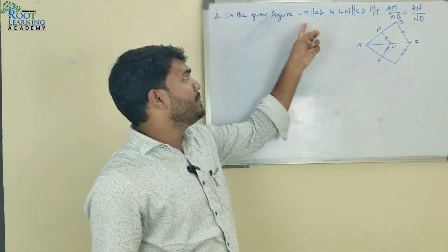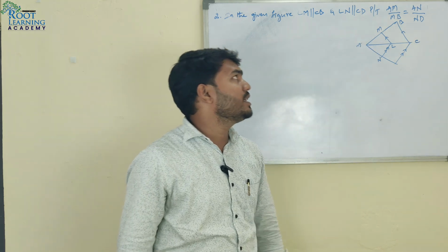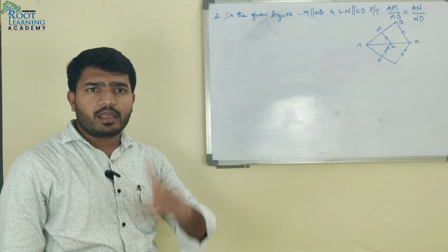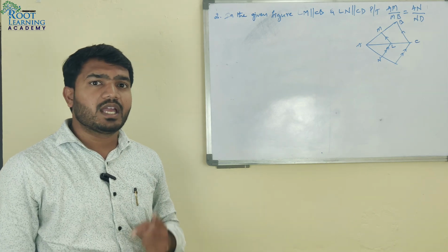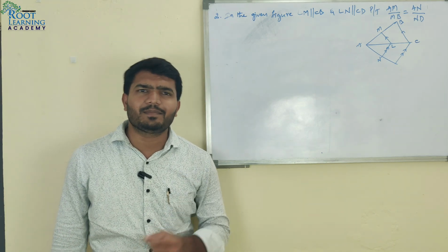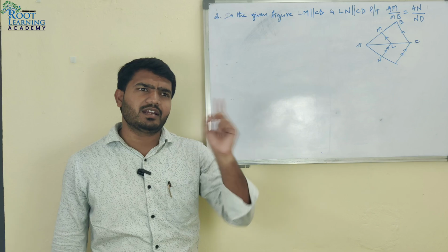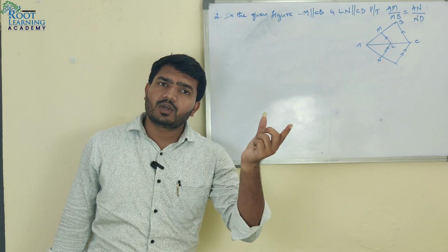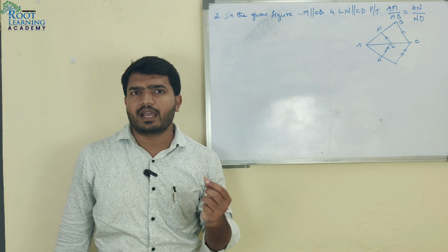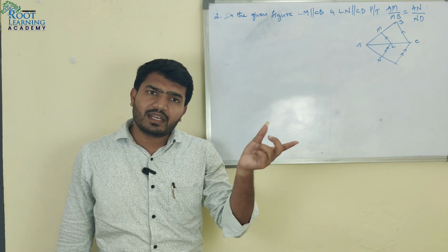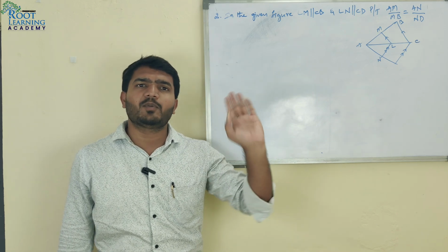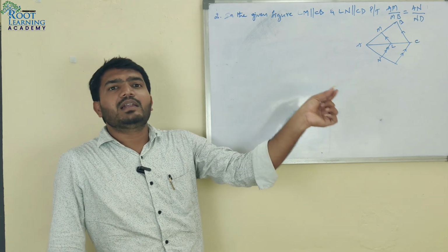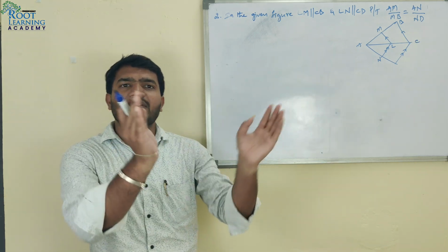In the given figure, LM is parallel to CB and LN is parallel to CD. Prove that AM by AB is equal to AN by AD. Here, we'll use the basic proportionality theorem. We have already explained it. What is that? In any triangle, if a line is drawn which touches two distinct points of two sides of a triangle, and the line is parallel to the third side, then the corresponding sides are divided in the same ratio.